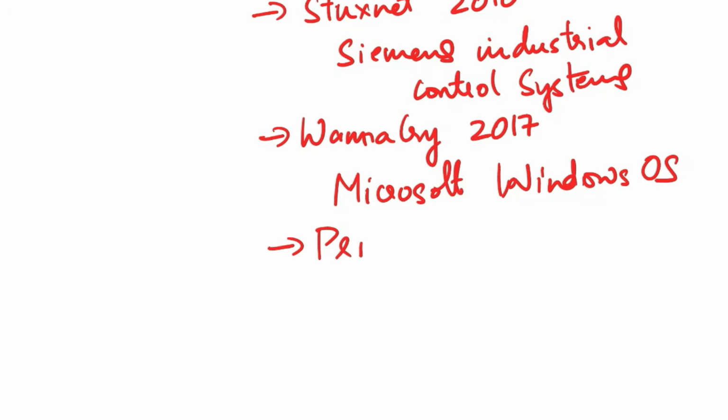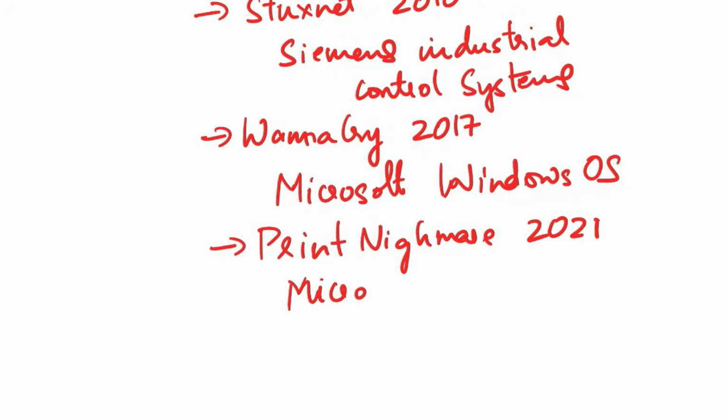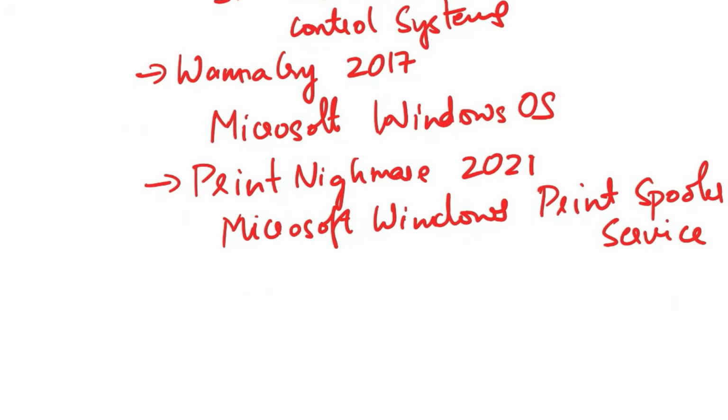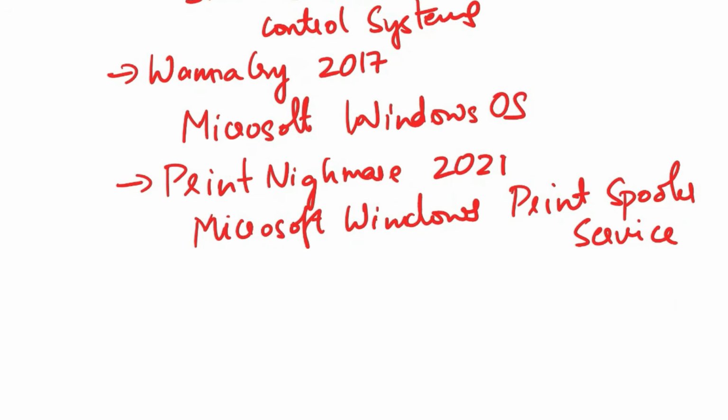Next one is PrintNightmare. This was in 2021. The target was Microsoft Windows Print Spooler Service. The PrintNightmare vulnerability allowed attackers to execute arbitrary code with system level privileges, potentially leading to full system compromise. Microsoft initially issued a patch for a related vulnerability but later realized that the patch was ineffective, highlighting the challenges in addressing zero-day vulnerabilities.